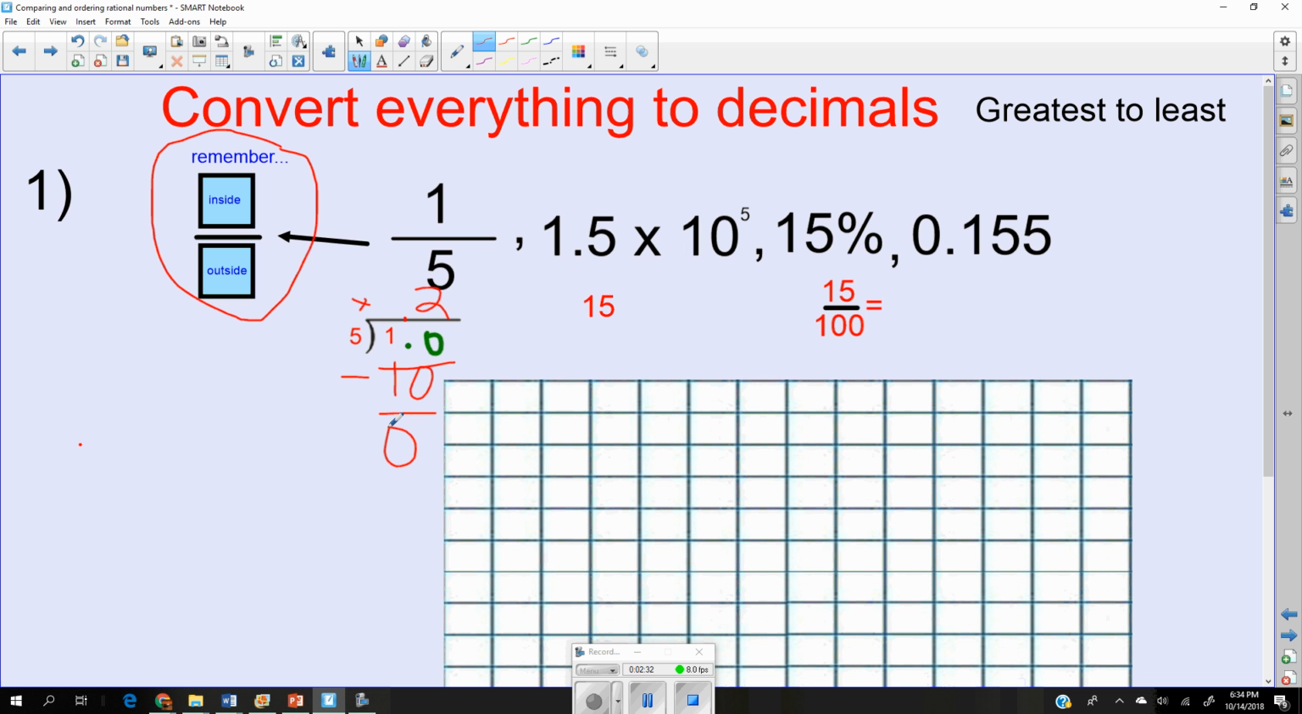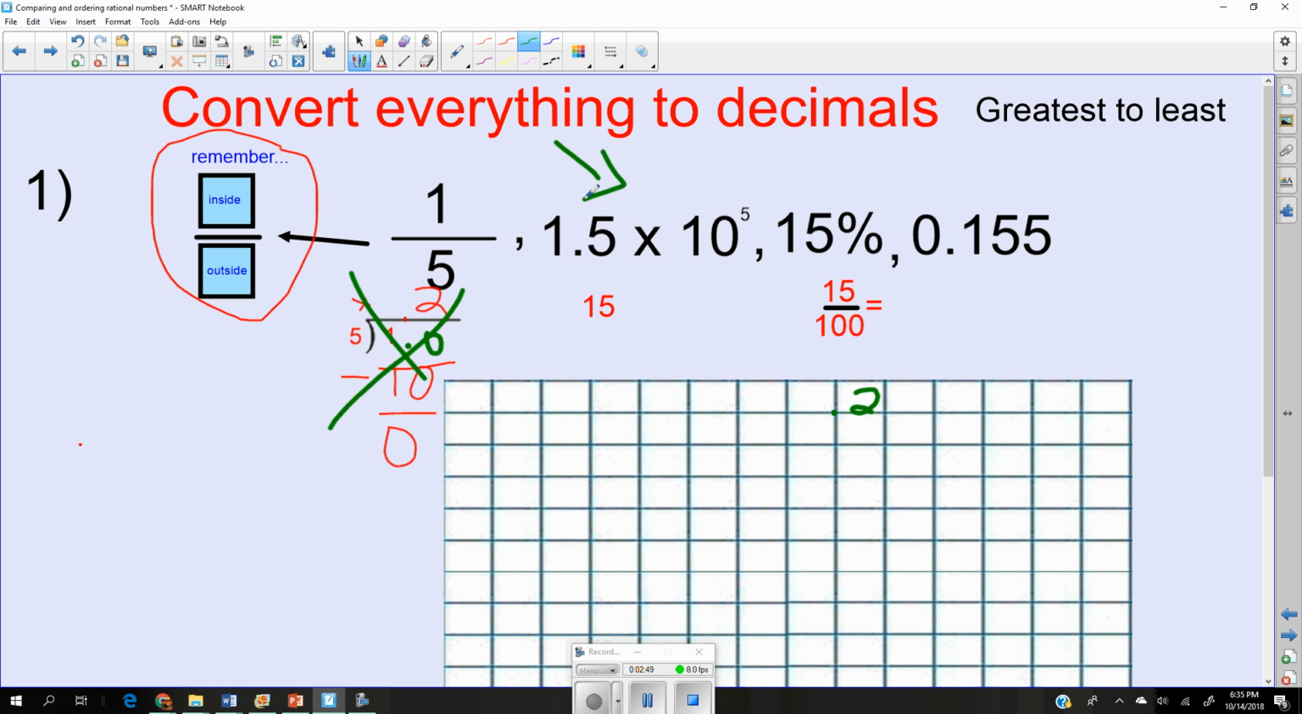So we're going to come over here and put 0.2 on our grid right here. So we're done with that one. Now we're going to move over to the scientific notation one.